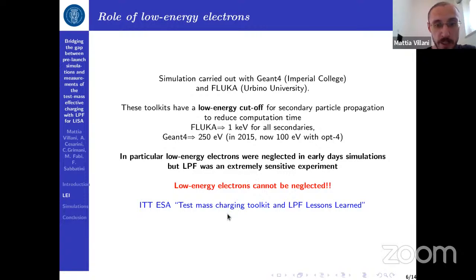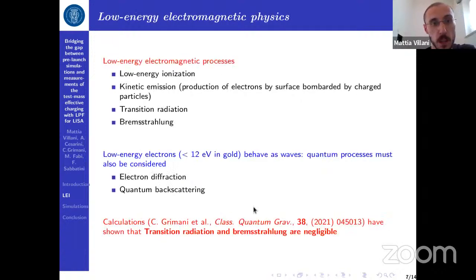We at Urbino University are participating in this ITT with Trento University and OHB Italy. So in order to include all the low energy electrons, we had to carry out a survey on low energy electromagnetic physics. And we found that the most important processes are low energy ionization and kinetic emission, which is the production of electrons by a surface bombarded by charged particles.